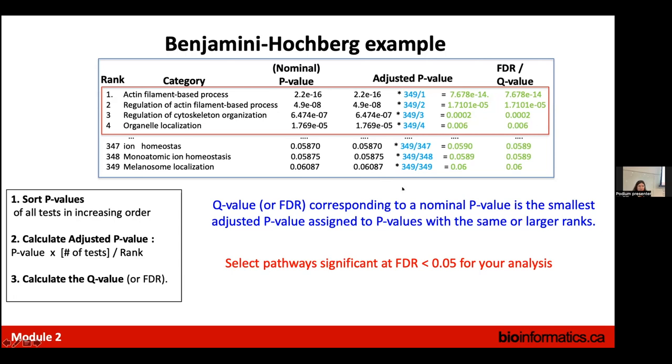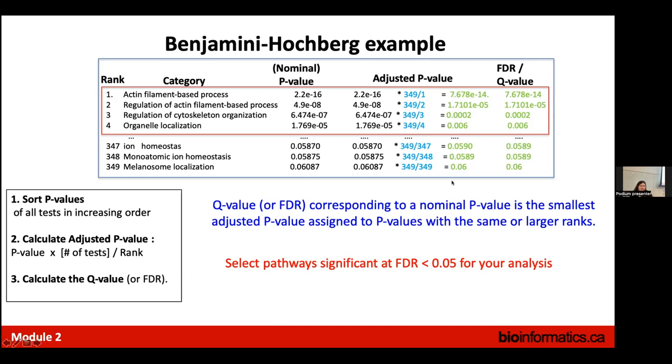So the same as the Bonferroni correction, we start by multiplying by the number of pathways, 349. But now what we are also doing is we divide by the rank. The difference with Bonferroni is that we are now going to correct the p-values at the top in a more stringent way. So these very significant p-values are going to be more corrected than the values at the bottom that are not significant. That's why Benjamini-Hochberg is more permissive than Bonferroni.